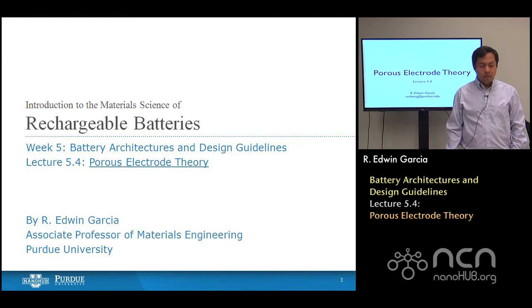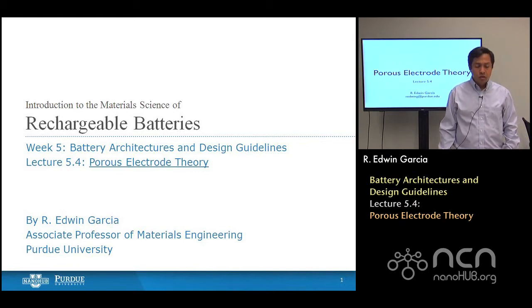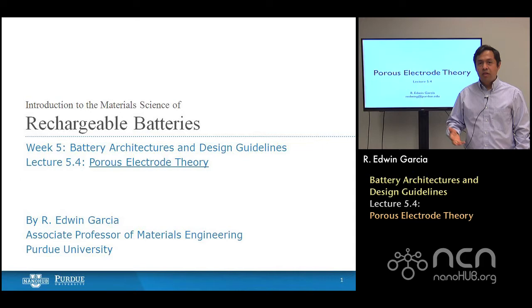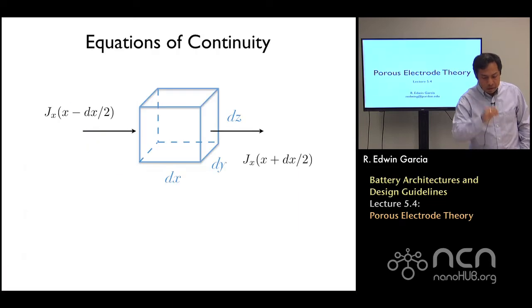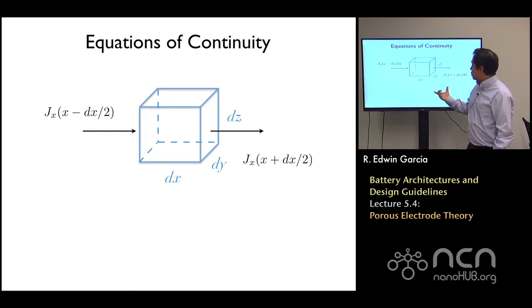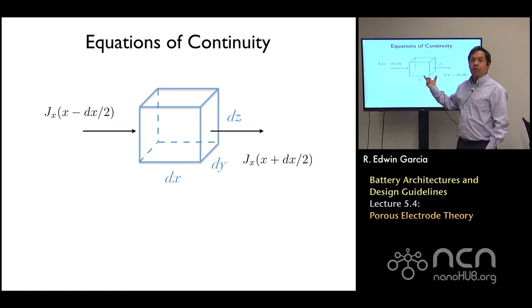Welcome back. This is the fourth lecture of week 5 on the material science of rechargeable batteries. Today we're going to talk about porous electrode theory. This is the theory that people use the most to describe the kinetics, the transport in rechargeable lithium-ion batteries. Really, what it boils down to is the description of mass transport across a volume element of material.